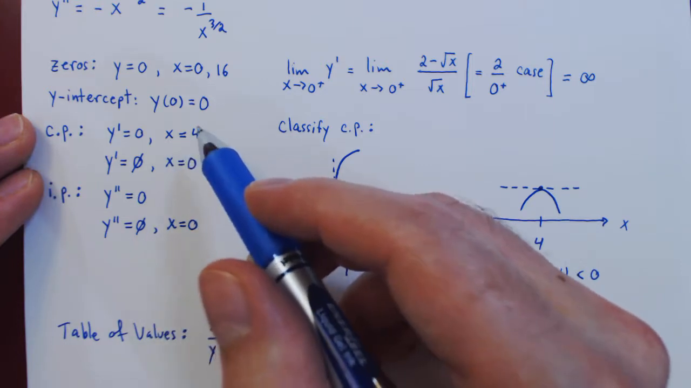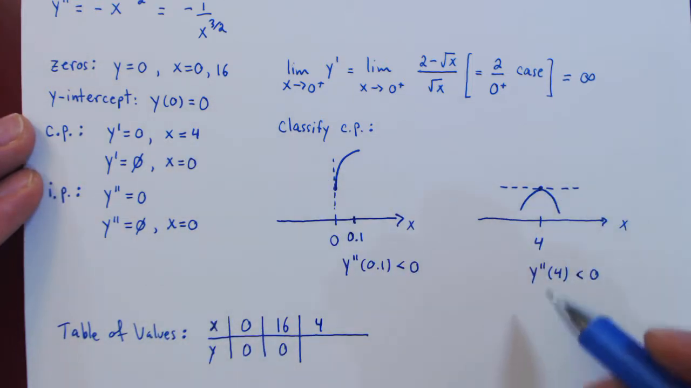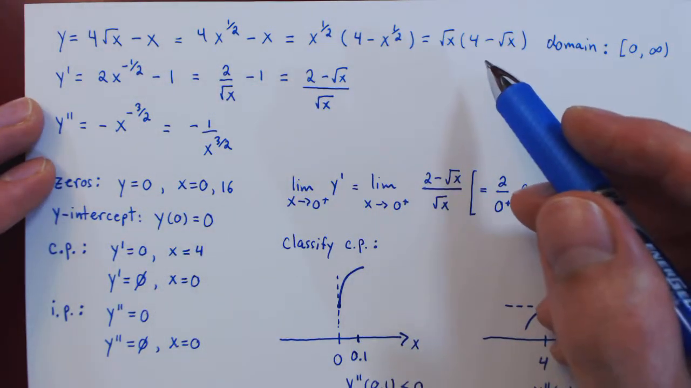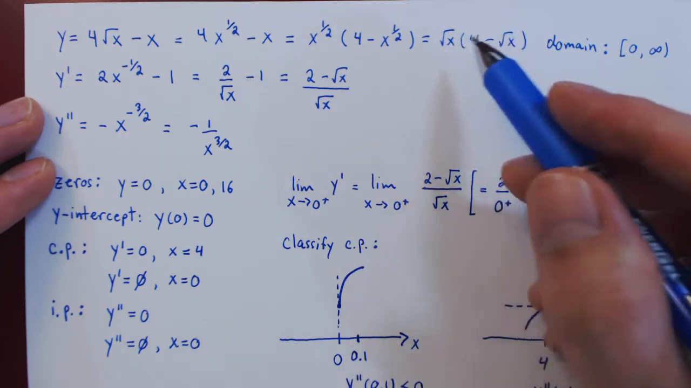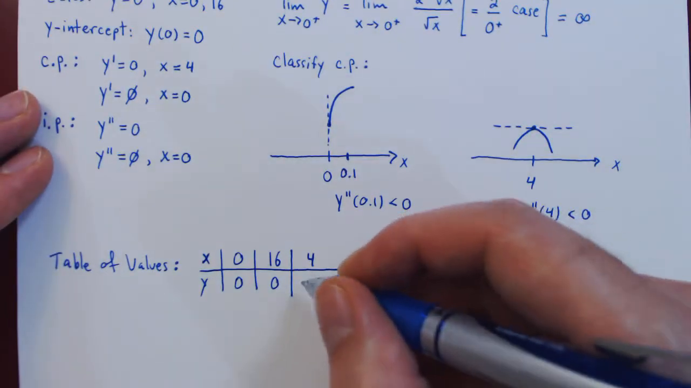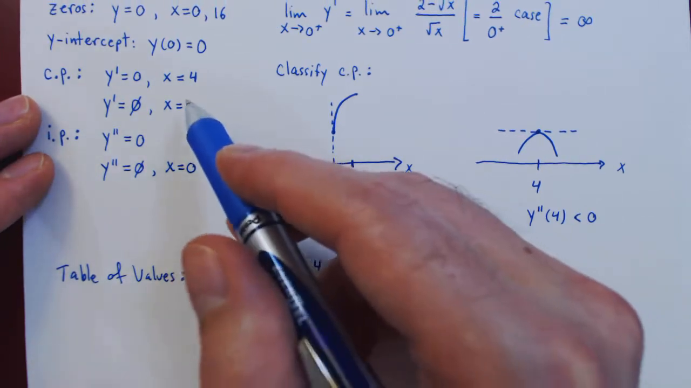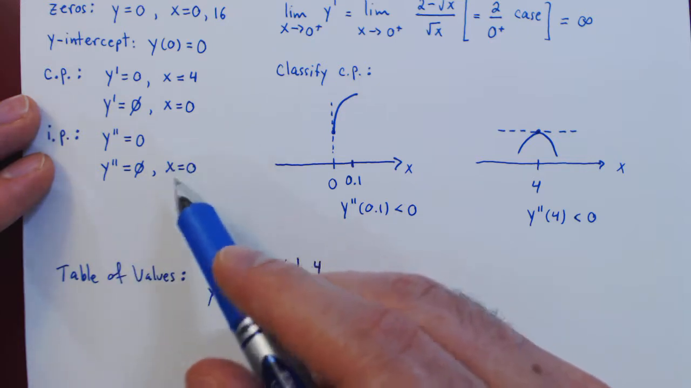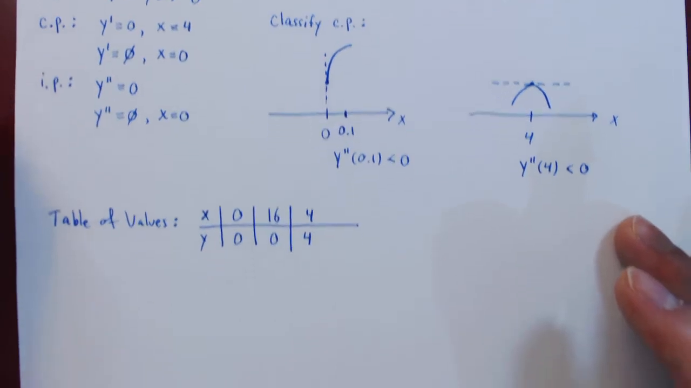Then x equals 4 was a critical point where the tangent line was horizontal. So let's plug back in here or in here, doesn't matter. X equals 4. Root of 4 is 2. So we have 2 times 4 minus 2 is 2. 2 times 2 is 4. So the y value is also 4. And the other critical point was x equals 0. We already have it. And the other possible inflection point was also x equals 0. We already have it.